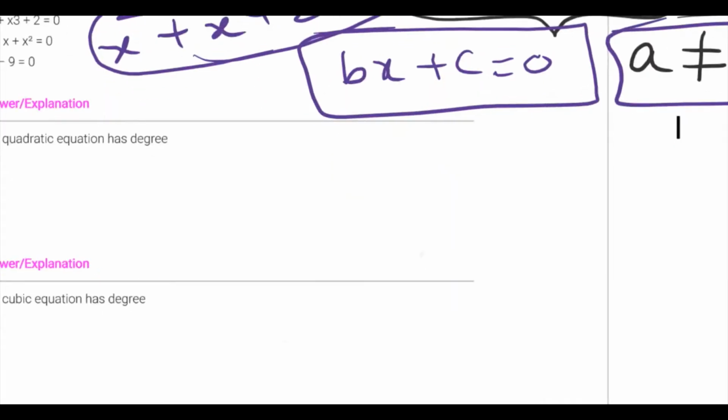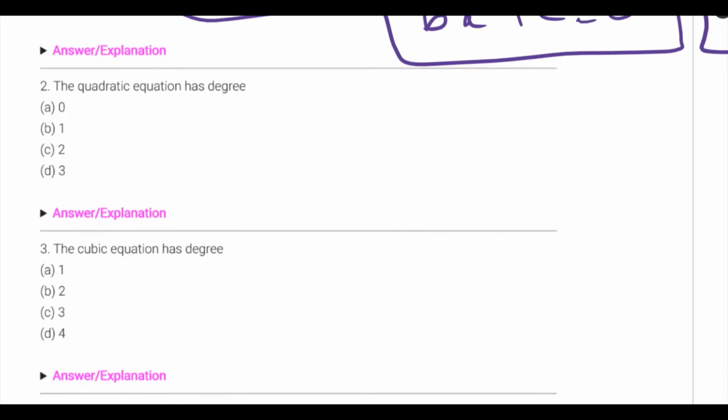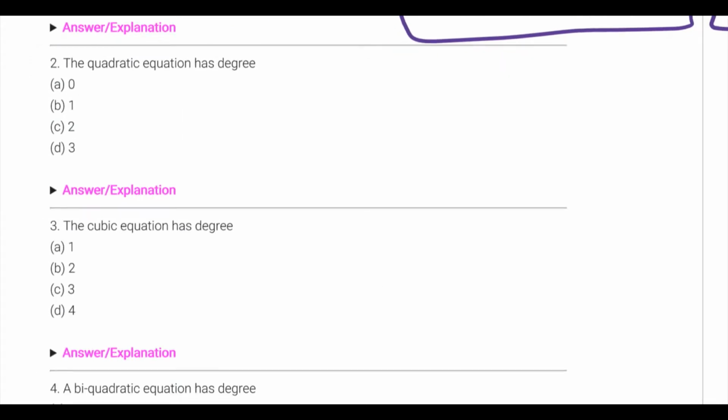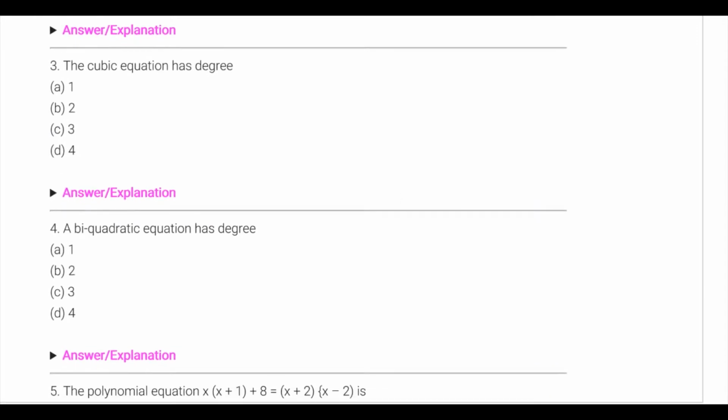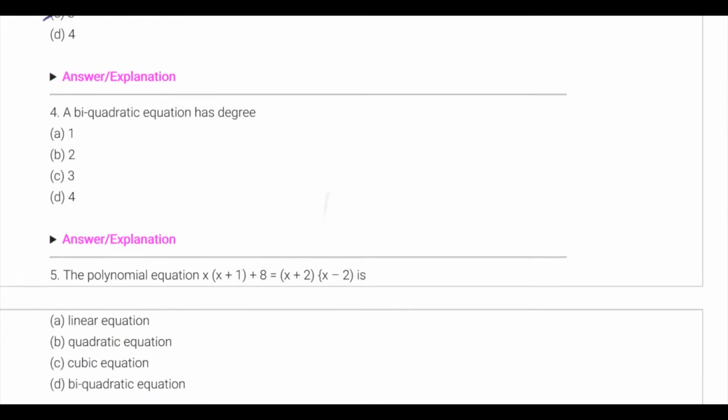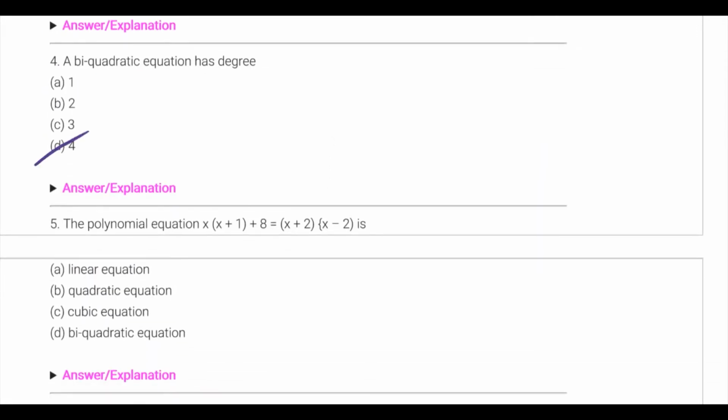Question number 2. The quadratic equation has degree. The quadratic equation always has degree 2. So option C. A cubic equation has degree 3 and the biquadratic equation has degree 4.